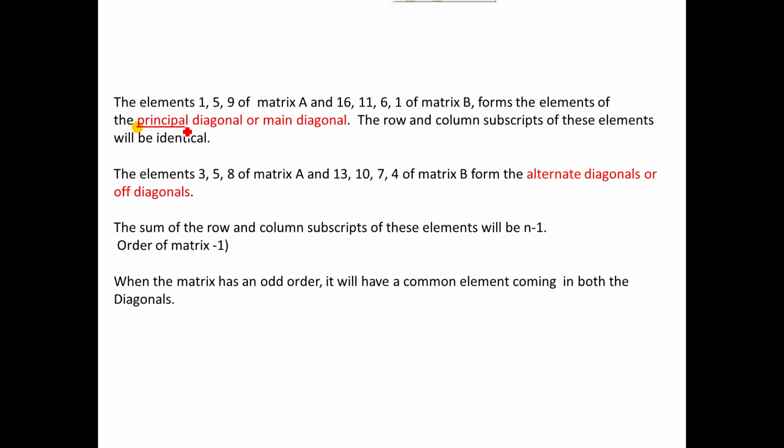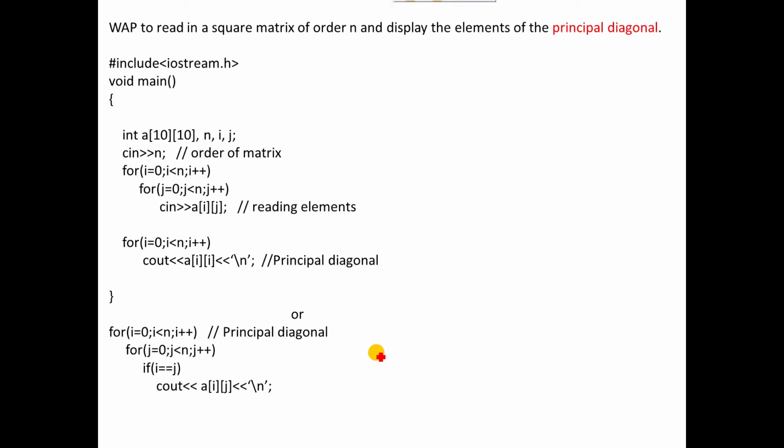The main diagonal is also known as the principal diagonal. Similarly, the off diagonal is also known as the alternate diagonal. The sum of the row and column subscripts of these elements will always be n minus 1. When the matrix is of odd order, it will have a common element coming in both the diagonals.